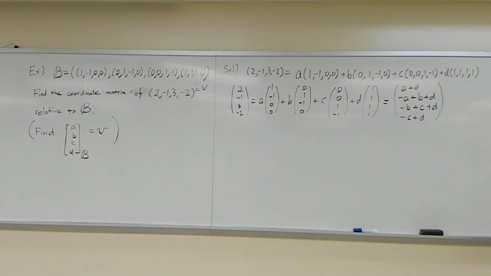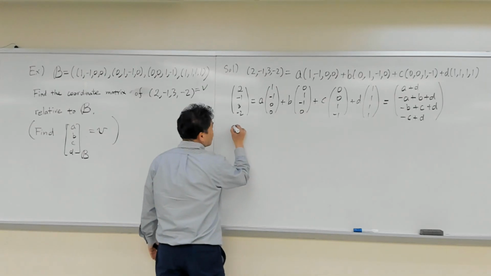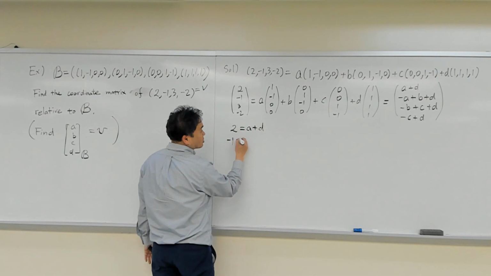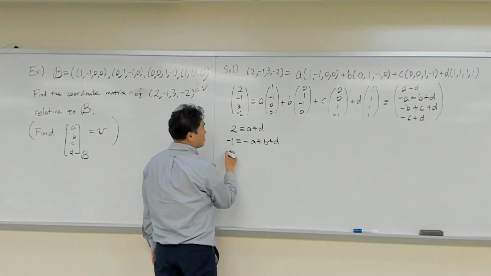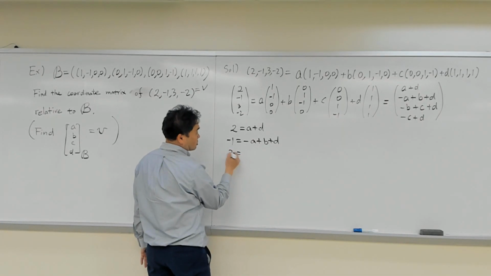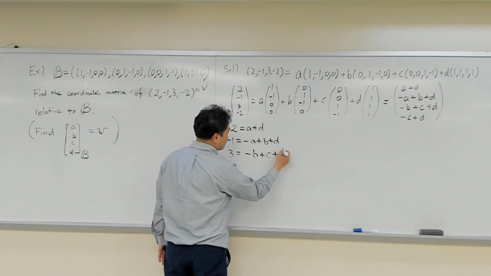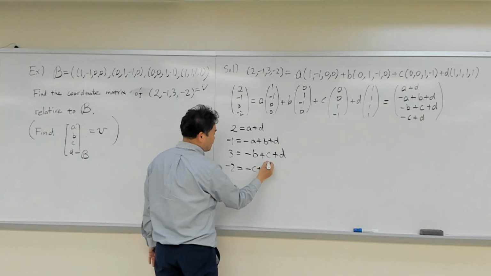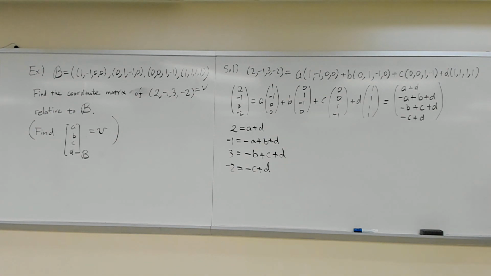Alright, so now you have a bunch of equations, right? 2 has to equal a plus d, -1 equals -a plus b plus d, 3 equals -b plus c plus d, and -2 equals -c plus d. Okay, how should we solve this? Can you give me suggestions?